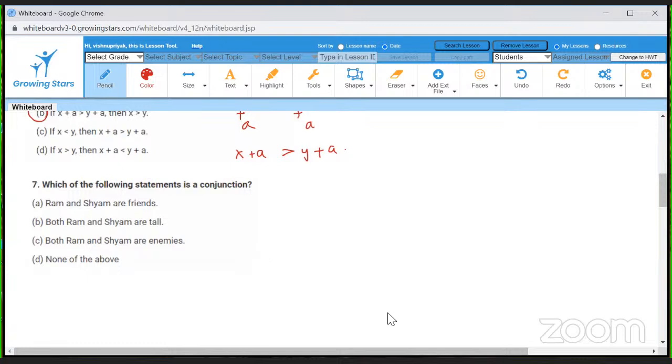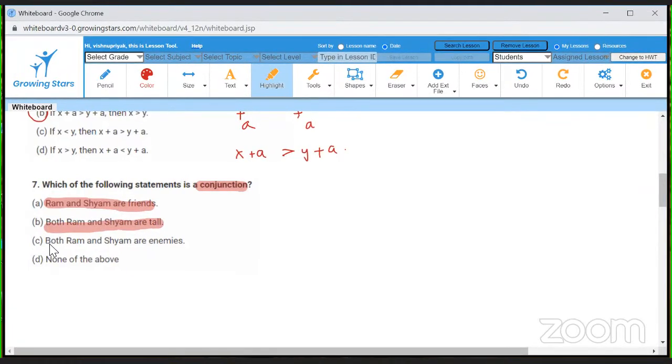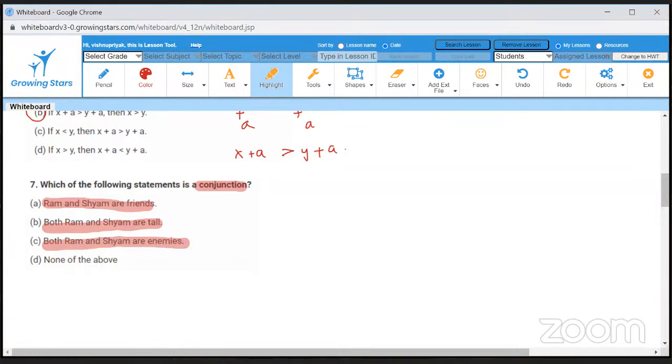Already some of you gave the answers. Lohit is saying D. Kumar is saying C. The correct option is D. Conjunction. Conjunction means connected. Ram and Shyam are friends. Both Ram and Shyam are tall. Both Ram and Shyam are enemies.